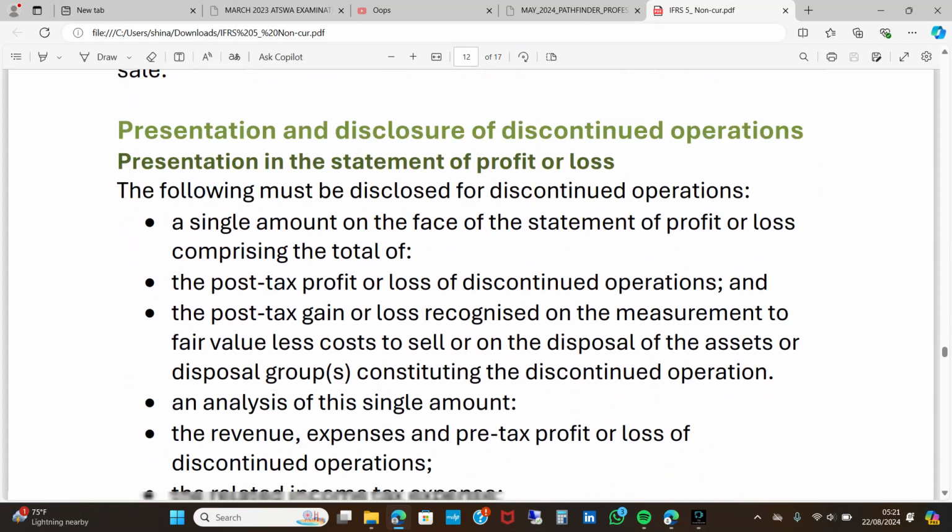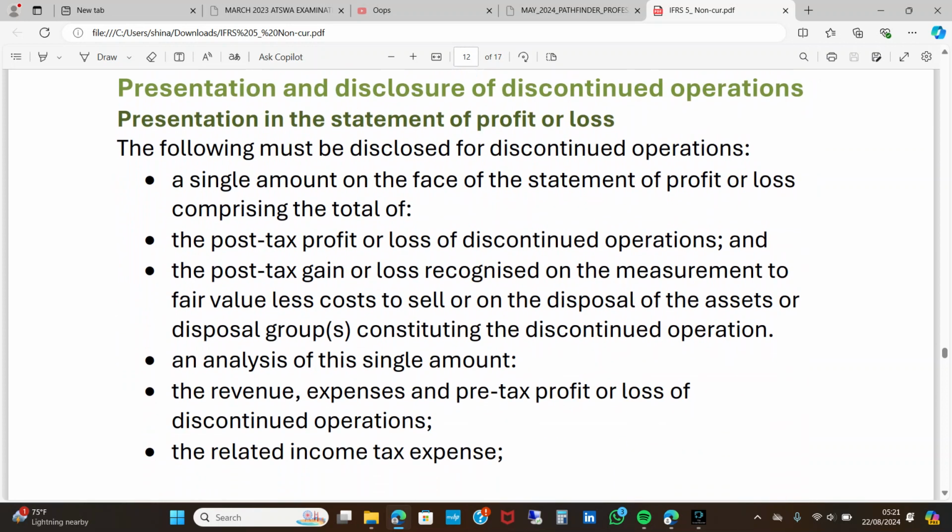Let's start from presentation in the statement of profit or loss. Now, the following must be disclosed for discontinued operations. One, a single amount on the face of the statement of profit or loss comprising the total of. So what information must we disclose about discontinued operations in our statement of profit or loss? For discontinued operations, we are going to disclose information about it in two places: our statement of financial position and our statement of profit or loss. And we're going to look at a practical example together. We're going to look at a financial statement and see how we're supposed to present the information.